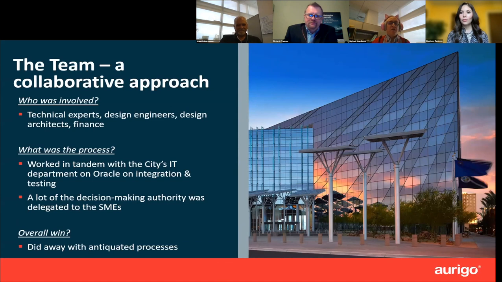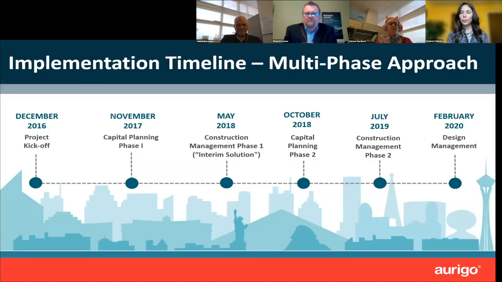So we're going to jump to the next slide, and we're going to talk about our implementation timeline, multi-phase approach. This will be in the lessons learned as well. We kicked off the project December 2016, jumped in, met with Aurigo, did a lot of discovery meetings, started developing. We originally got our capital planning phase out. That's our budgeting stuff at the beginning of the project when you're planning and everything. We got the first part of that developed so we could start trying it out.